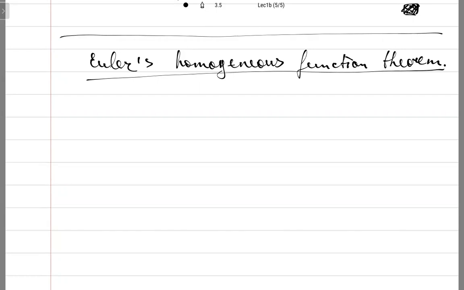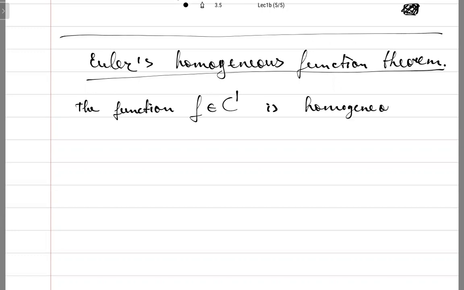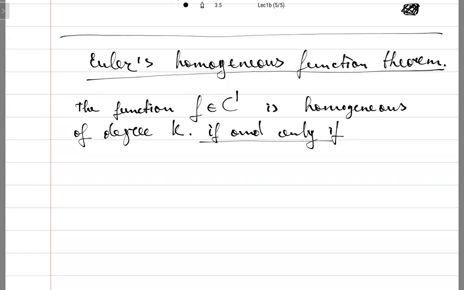And it says that the function f from C1 is homogeneous of degree k if and only if the function is homogeneous of degree k if and only if. So you may check homogeneity of a function using this theorem. So, if and only if.